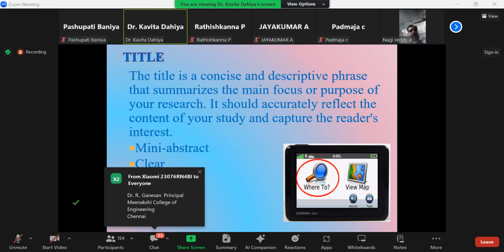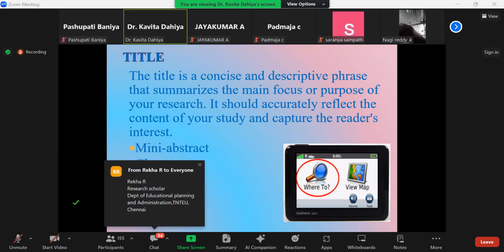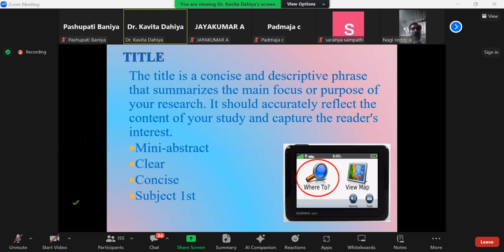Here, if I am talking about the title, then it is a concise as well as descriptive phrase that summarizes the main focus or purpose of your research, and it should accurately reflect the content of your study and capture the reader's interest. Basically, this title needs to be descriptive in nature, as well as very concise, self-explanatory. It should give information about your area of research and your purpose of research.